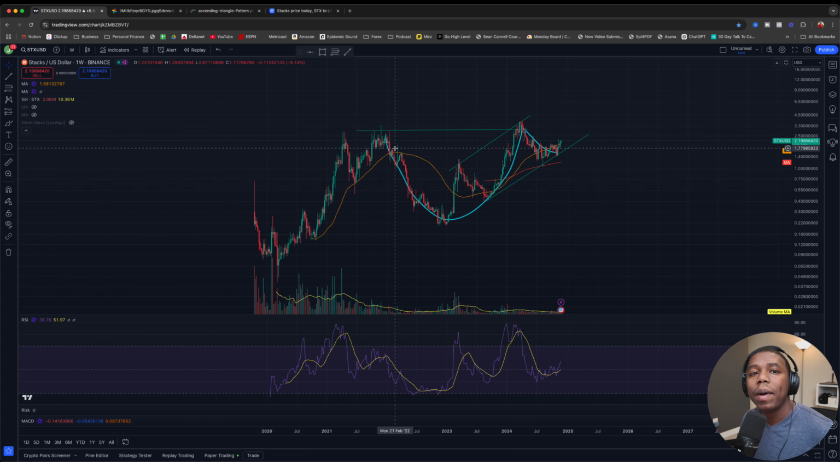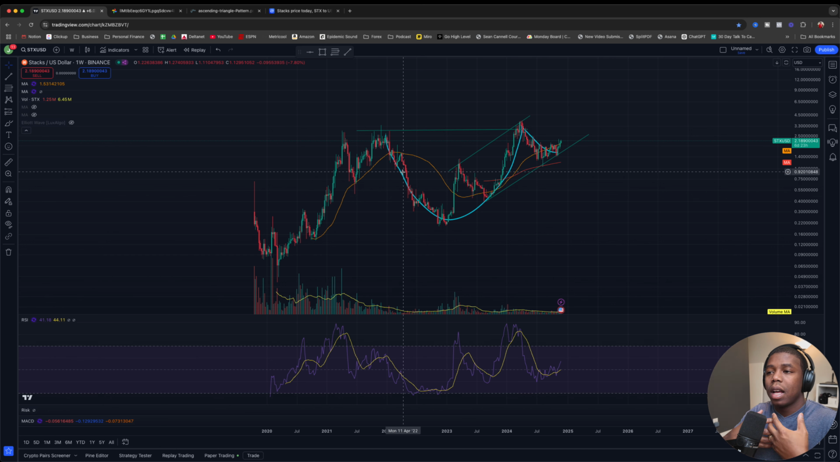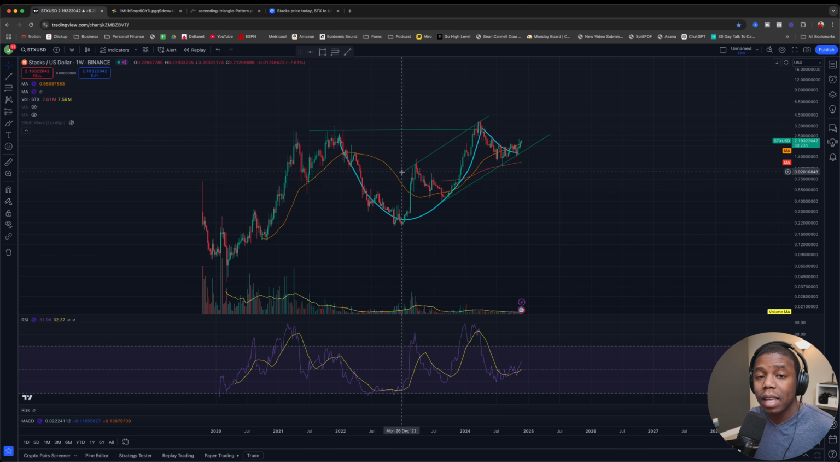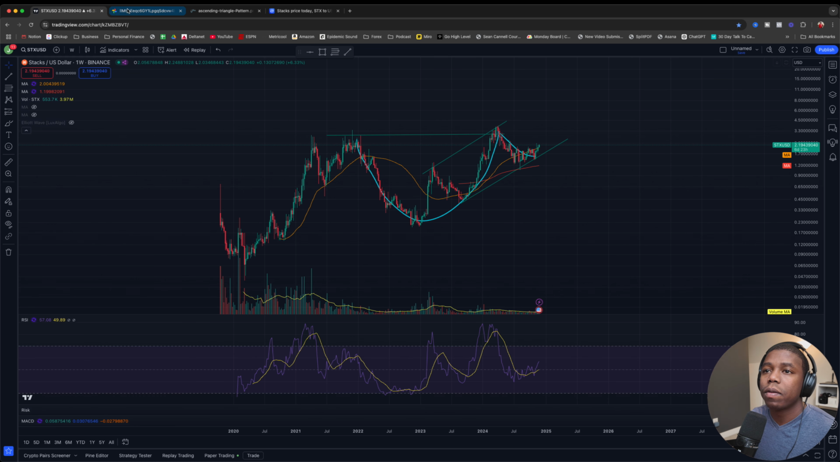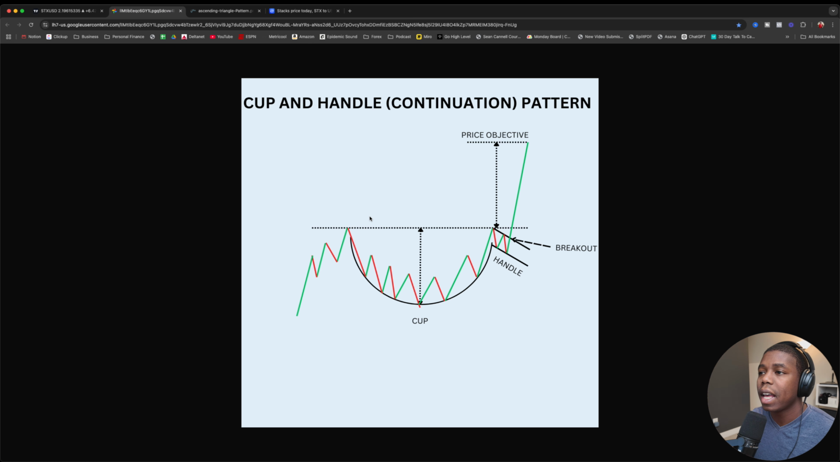And there's a couple patterns that I see on this chart right now. I'm going to show them to you both, and they actually help one another, kind of confirm each other, and it fits together and they have the same price target. So I'm really excited about this one. So the first is the cup and handle pattern.